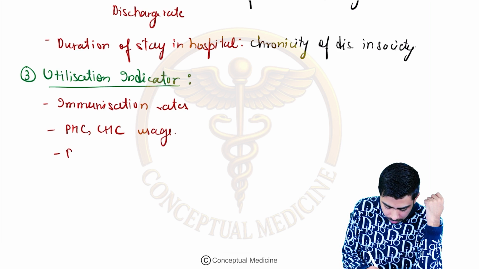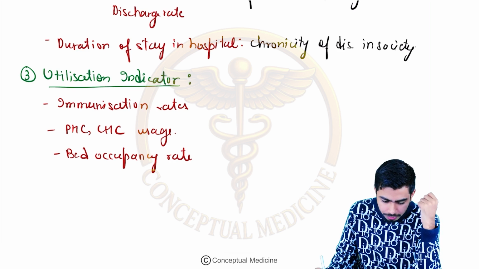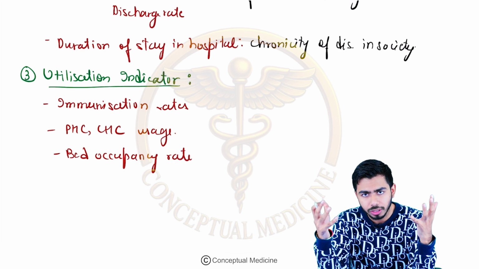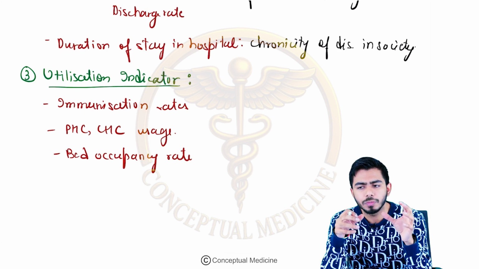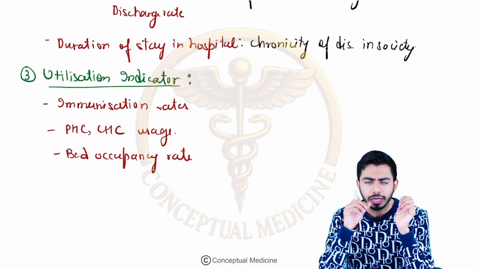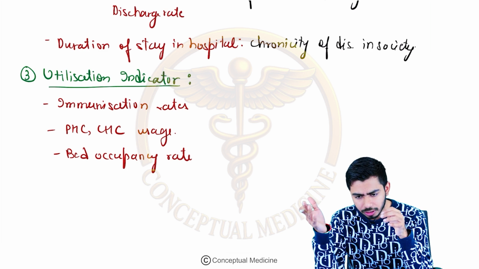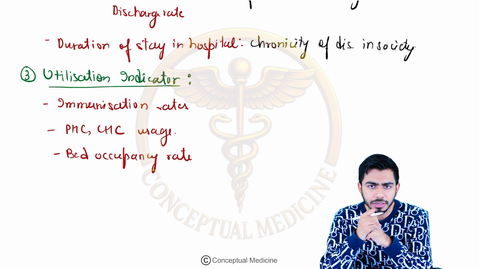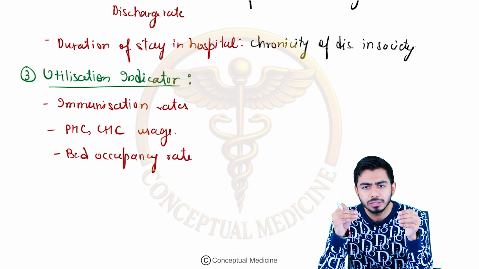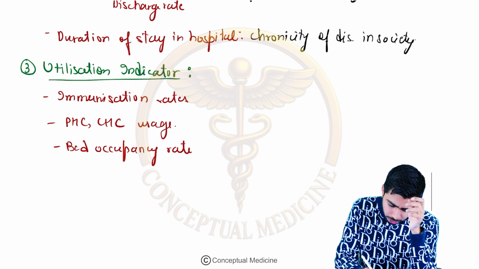Then we have the concept of bed occupancy rate. That also comes in this category. Bed occupancy rate is a very important indicator for the utilization of healthcare facilities. It tells us that if some person was admitted in the hospital, for how many days this person had the disease and was occupying that particular bed. So it is telling us the utilization of the healthcare facility. This is the important indicator.